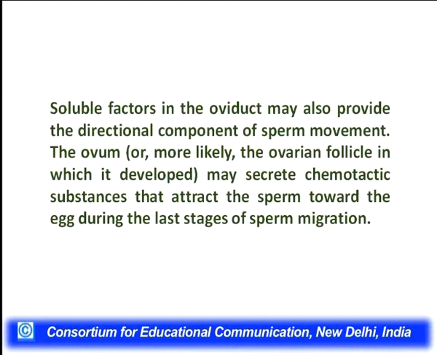But this phenomenon is not ruled out in internal fertilization, although there the sperms are released into the female reproductive tract and different kinds of movements make the sperm move towards the ovum. Still, there are many molecules of the female reproductive tract responsible for causing hyperactivation as well as the chemotactic movement of sperm towards the egg. Soluble factors in the oviduct may also provide the directional component of sperm movement. The ovum, or more likely the ovarian follicle in which it developed, may secrete chemotactic substances that attract the sperm towards the egg during the last stages of sperm migration. So, chemotaxis is important not only in external fertilization, but in internal fertilization also, where chemotactic factors play an important role.